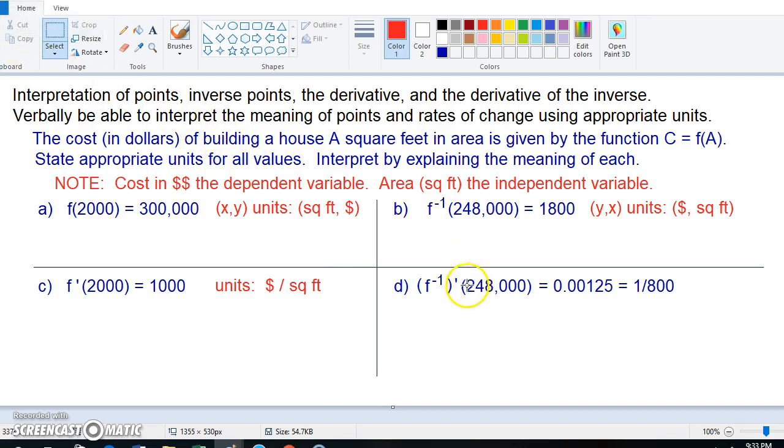The next item, D, says we're doing the derivative of the inverse. So what I want you to think about is this inverse point in terms of dollars per square, or dollars for input and square feet for output.